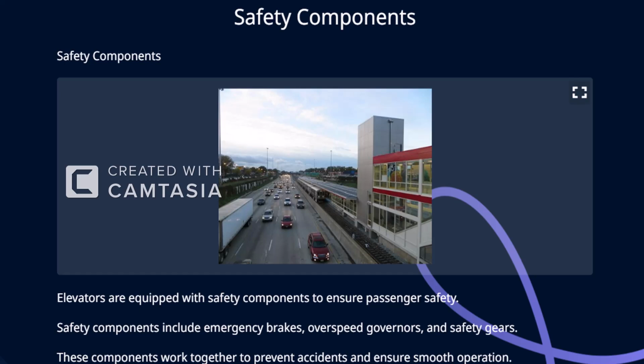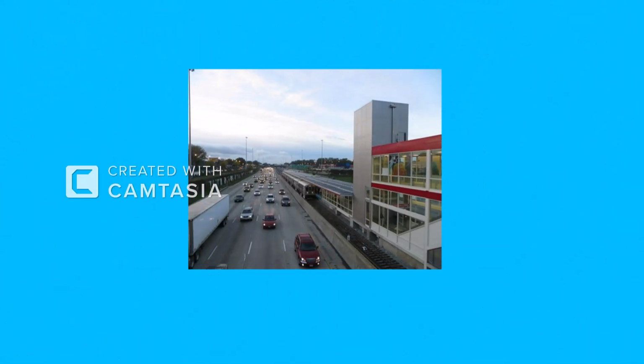Overspeed governors. These devices monitor the speed of the elevator and activate the emergency brakes if the car is moving too fast. Safety gears. These are mechanical systems that prevent the elevator from free falling or moving uncontrollably, providing an additional layer of safety. These components work together to minimize risks and ensure smooth, safe operation for passengers.